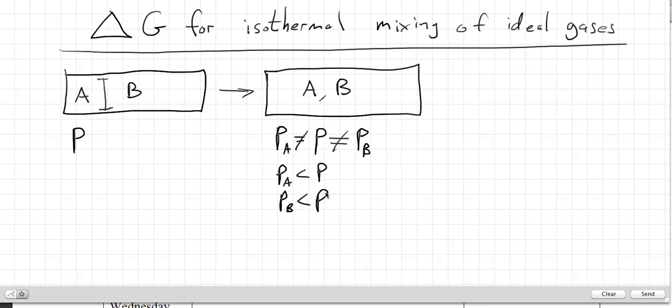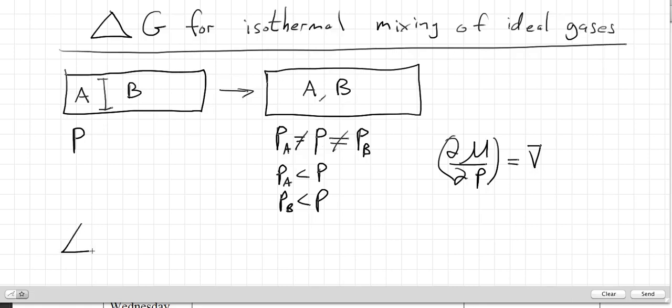And we know from what we saw before that the change in chemical potential with pressure is equal to the molar volume. And so if the pressure went down, the chemical potentials went down. So the chemical potentials for both gases went down. So we expect the delta G of mixing to be negative, right? In other words, we expect the gases to mix. Okay, so what is delta G of mixing?